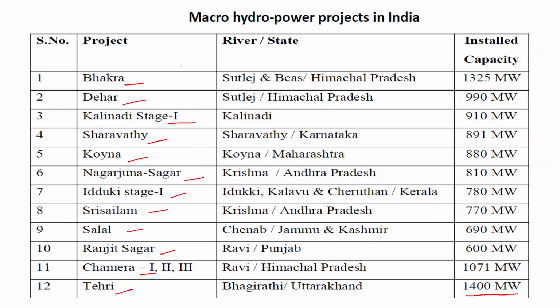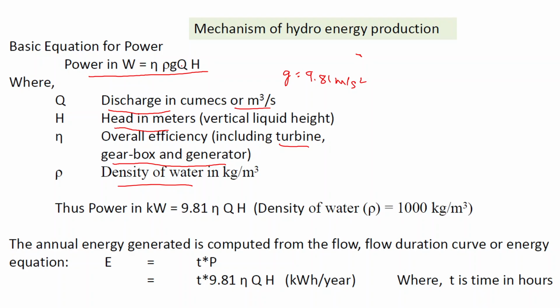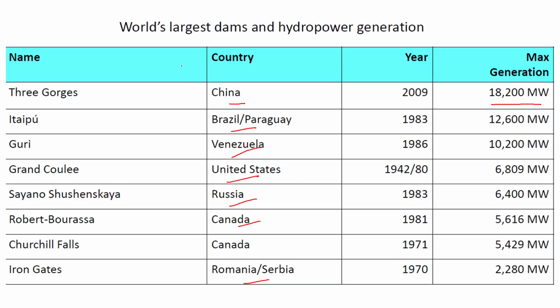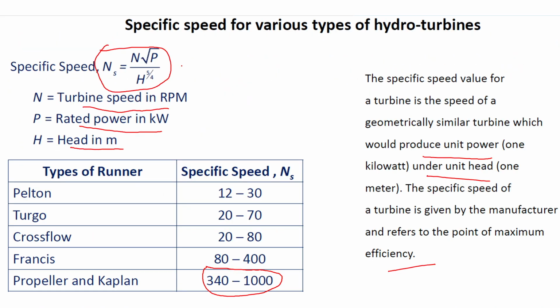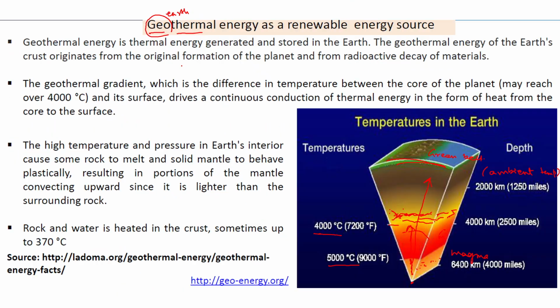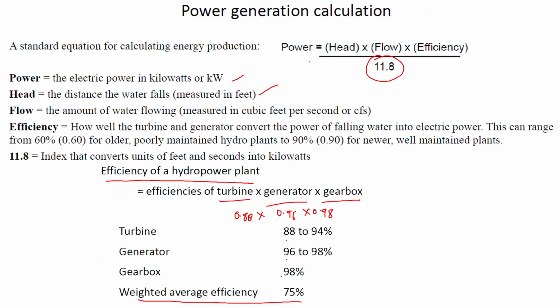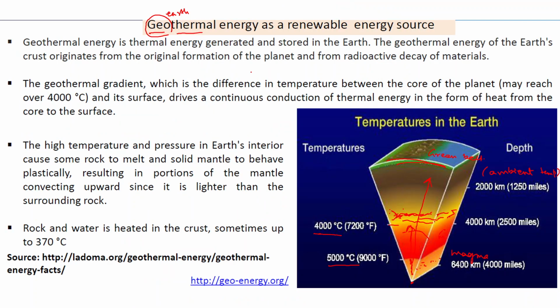Basically, as we have studied, power of the turbine here. The standard equation is power equals head into flow into efficiency upon 11.8. So we will be using this formula, and flow is given in cubic feet per second, head is given in feet, and we will be calculating our power in kilowatt, and efficiency is also given.